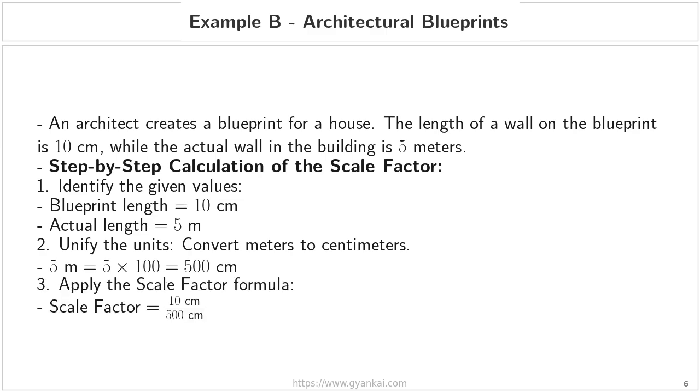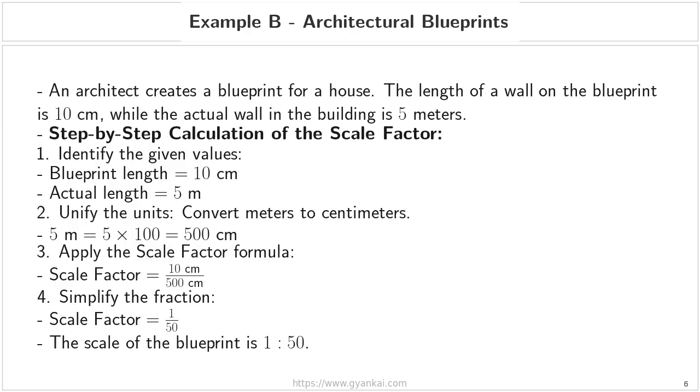Now, we apply our scale factor formula. We take the blueprint length and divide it by the actual length. That gives us 10 centimeters divided by 500 centimeters. Finally, we simplify this fraction. 10 divided by 500 simplifies down to 1 over 50. This tells us that the scale of this blueprint is 1 to 50. In practical terms, this means that every 1 unit of measurement on the paper represents 50 of those same units in the actual house.